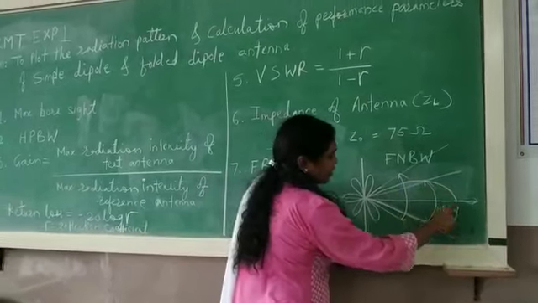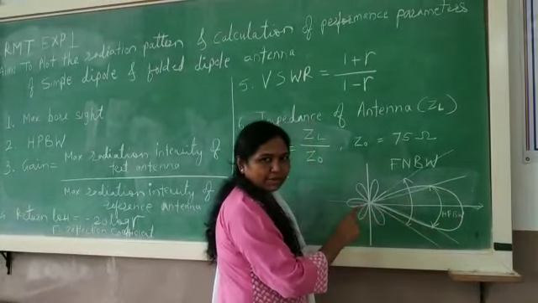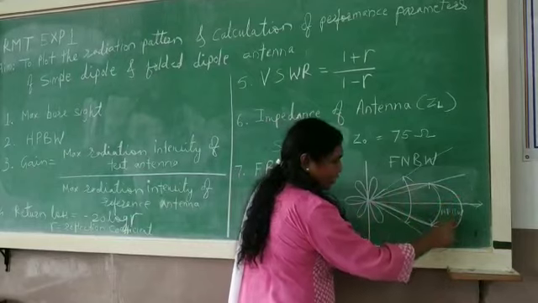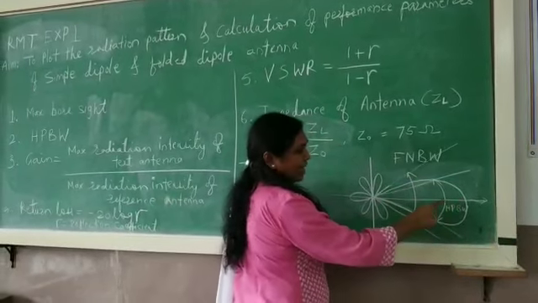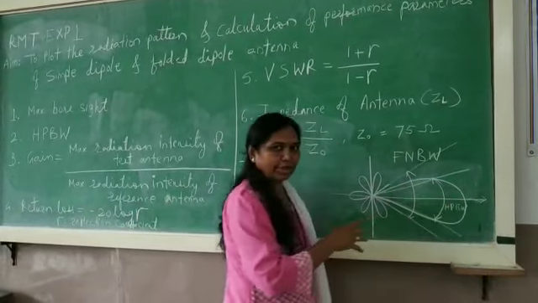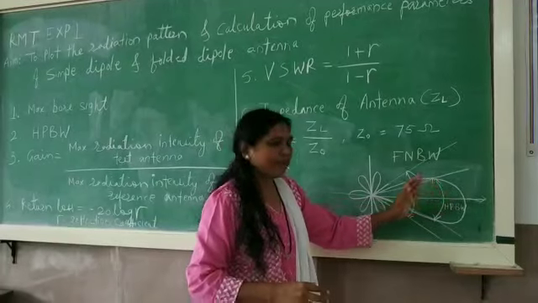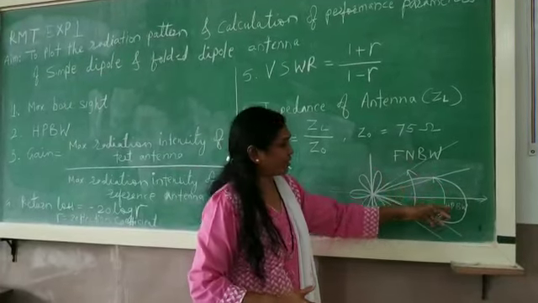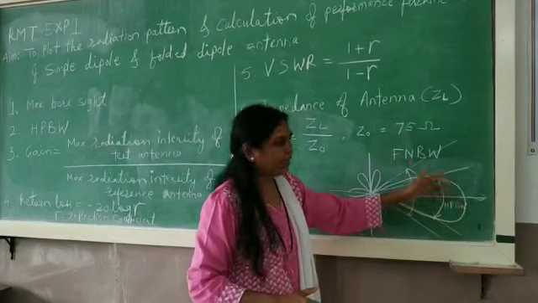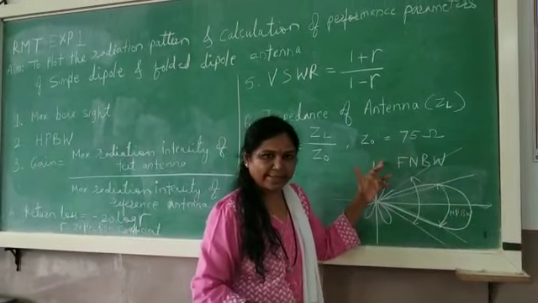Then this is always the main lobe, which is called the main lobe. It means the maximum radiation in some particular direction. That direction may be anything depending on the antenna structure. It may be 0 degree, it may be 30 degree, it may be 90 degree.